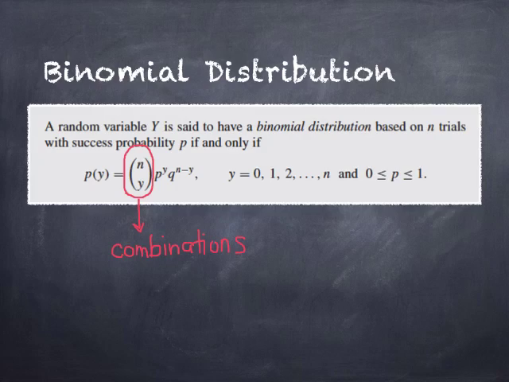Then you have the value of P and then the value of Q. Note these coefficients here, and note that y goes from 0 up to n. Of course, the probability is between 0 and 1. And let me explain why this binomial distribution has this description. I'm going to do this with a little experiment here.